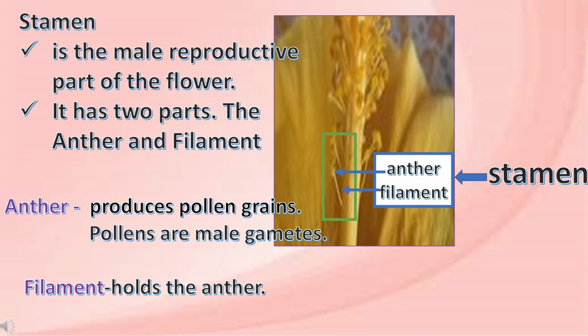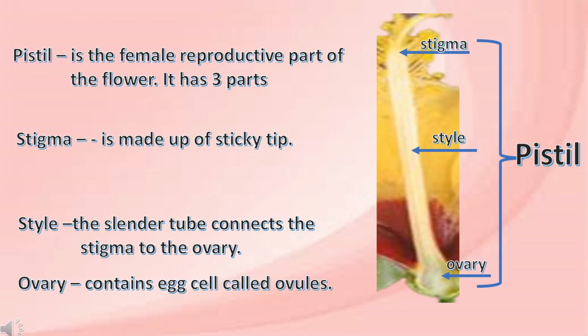Stamen. Stamen has two parts, anther and the filament. Stamen is the male reproductive part of a flower. It has two parts, the anther and the filament. Anther produces pollen grains. Pollen grains are male gametes. Filament holds the anther.